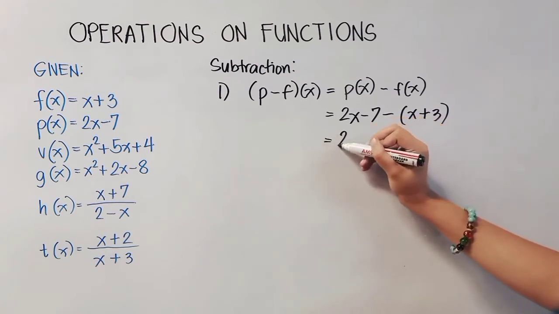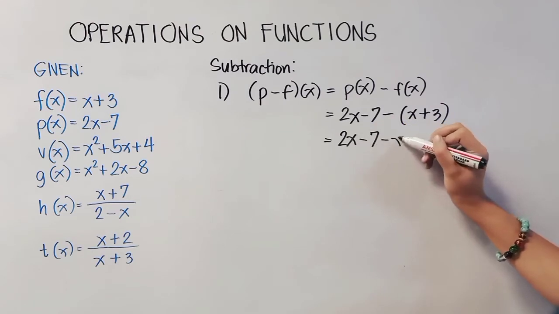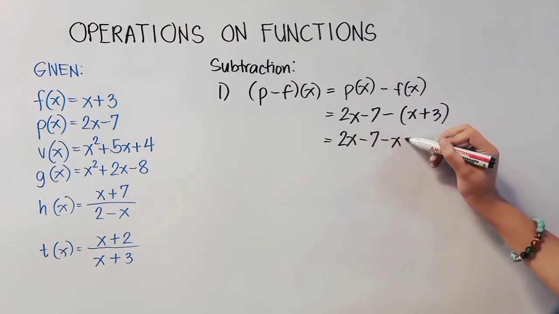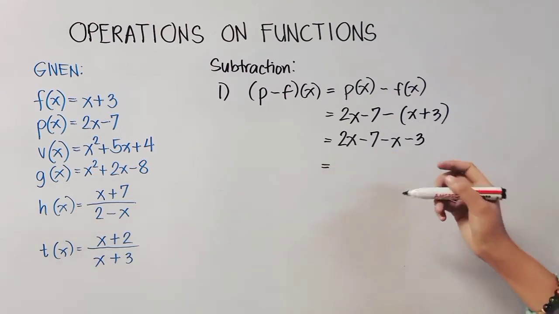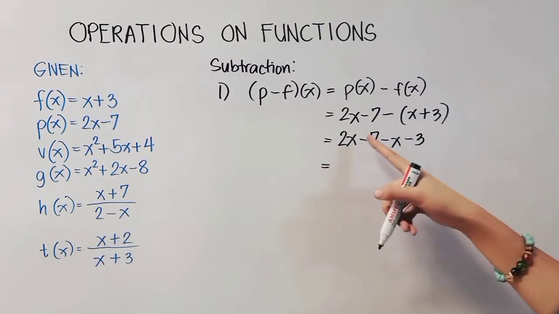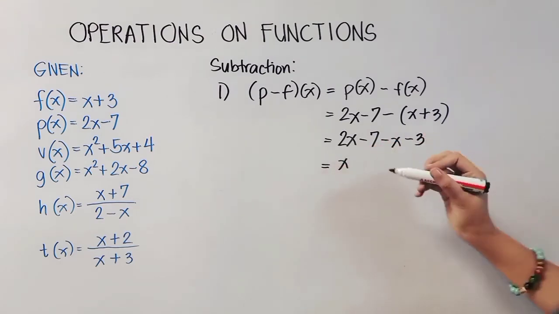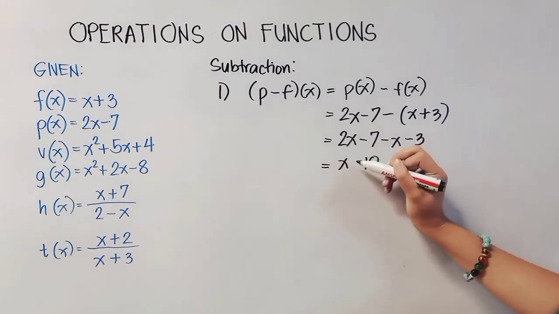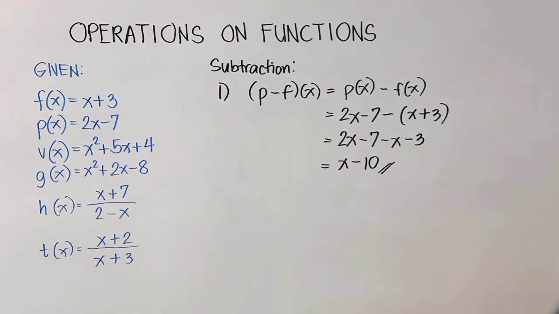We have here 2x minus 7, negative times positive, so that's negative x. Same with negative 3. We have here like terms, 2x and negative 1x. So that is 1x or simply x. Now we have the same sign here, so add and then copy the sign. And this is our final answer.